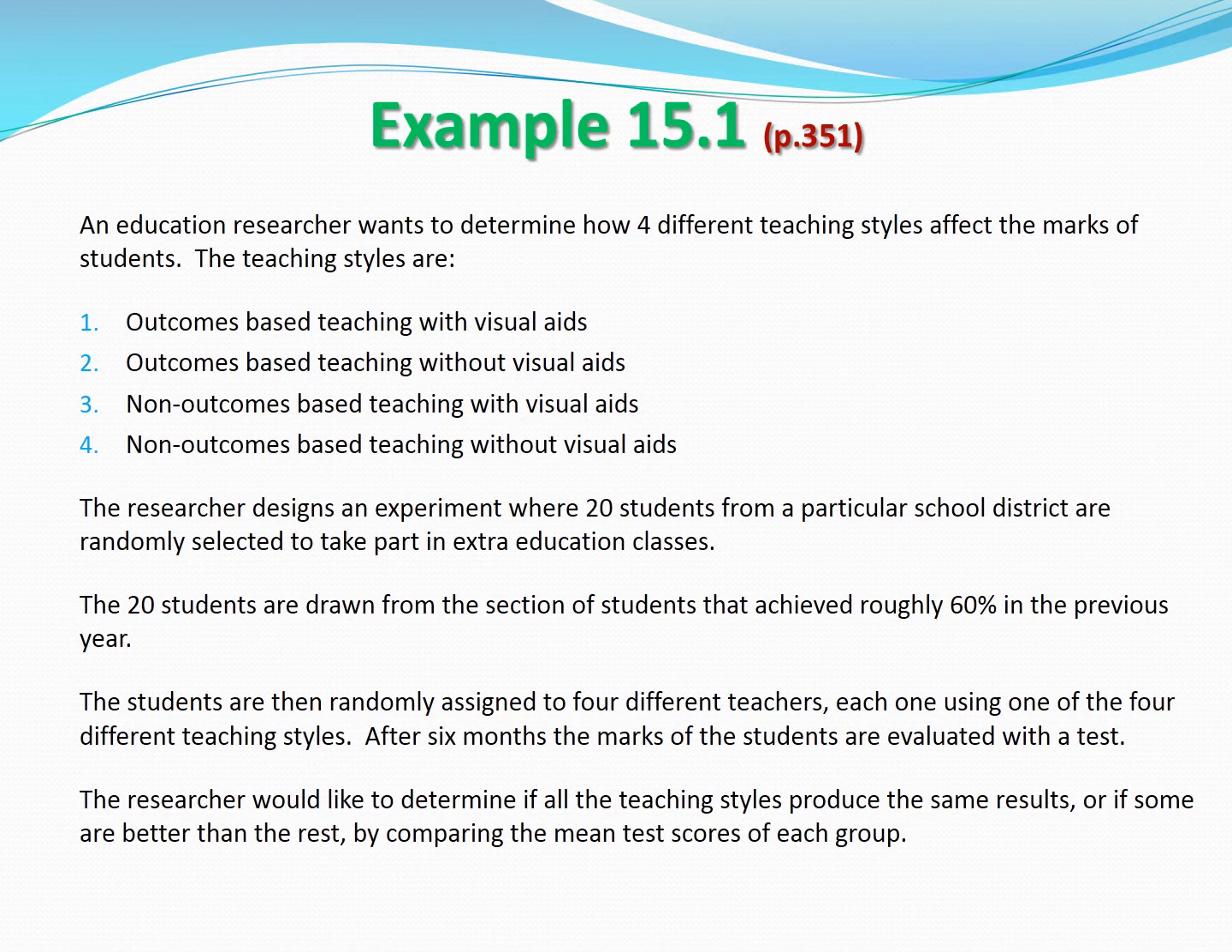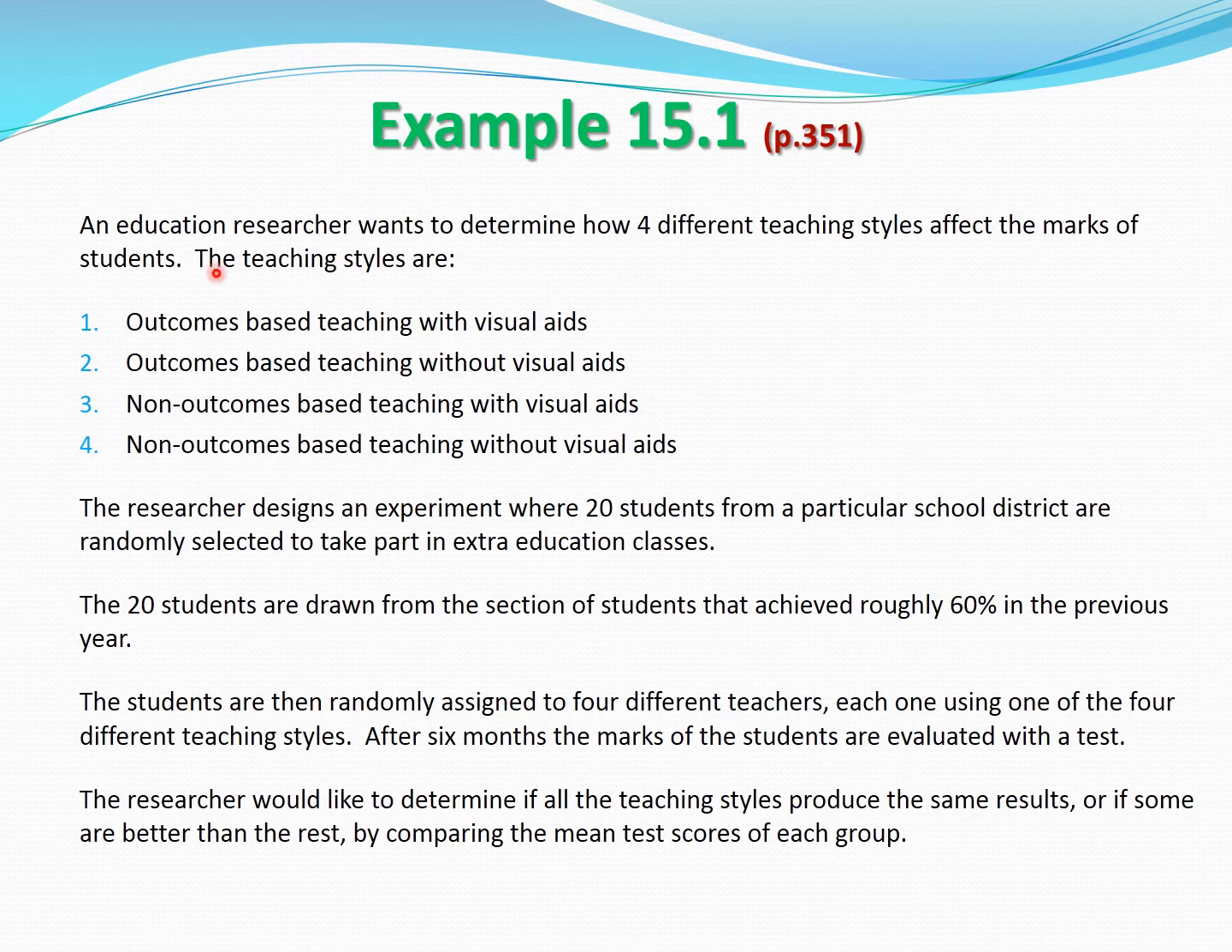Example 15.1 is used throughout the chapter. So on page 351, they give you a bit of background on this example. So basically, they researched 20 students in a particular school district, and they wanted to apply 4 different treatments to the students. These treatments were different teaching styles, and afterwards they let the students write a test to compare the mean test scores to one another to see if there's a difference between the teaching styles or not.